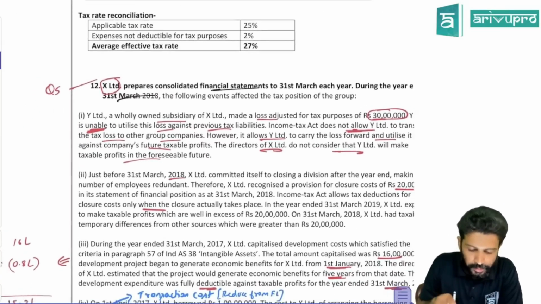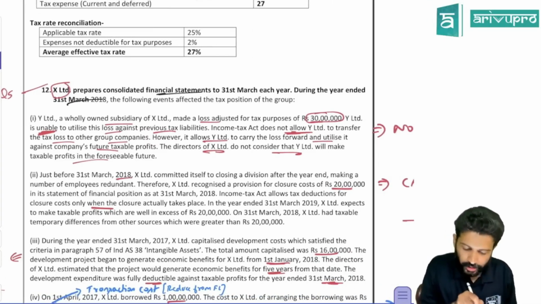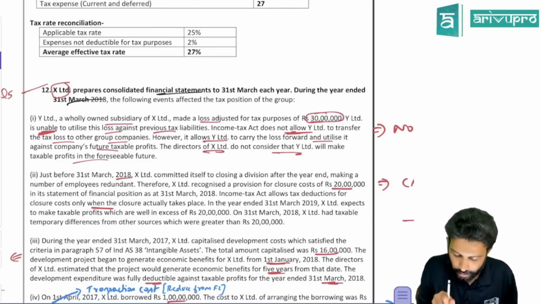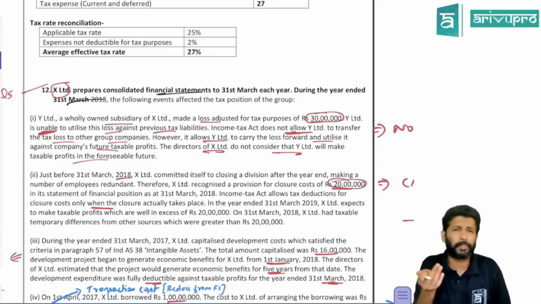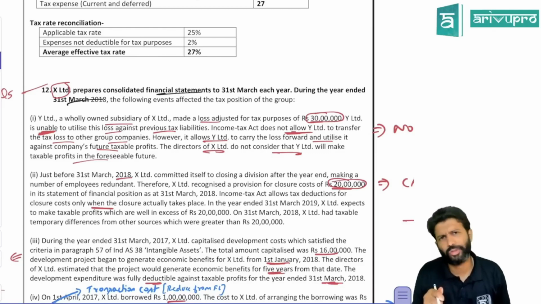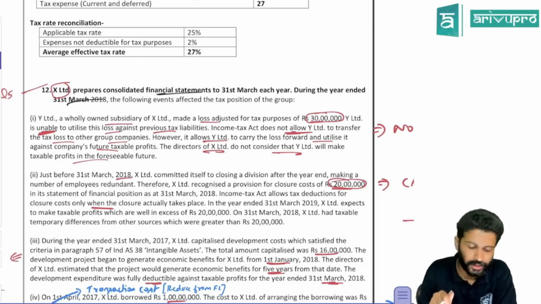Next, just before 31st March, X committed itself to closing the division at year end, making a number of employees redundant. Therefore, X recognized a provision of 20 lakh rupees. So you made a provision. It's an employee related provision cost. Some employees you are terminating. So it comes as part of restructuring only. So it's a committed cost of restructuring. Can you make it? Yes.